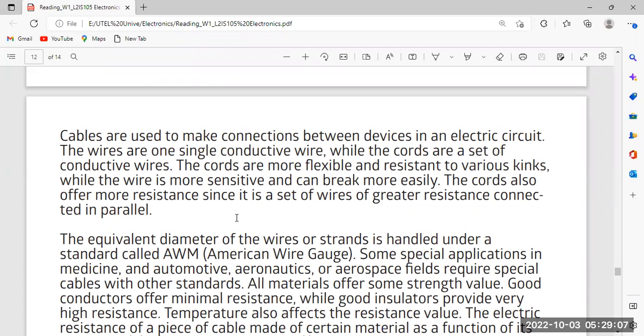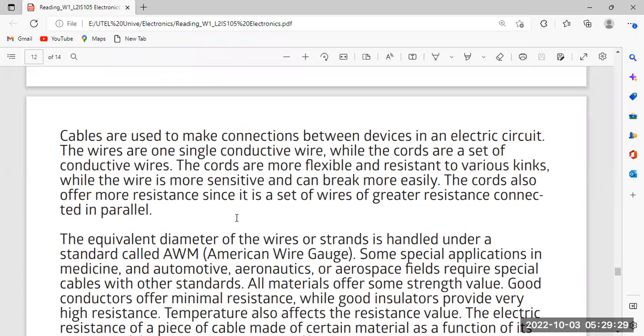So there are basically two types of cables. One is the single wire and one is the set of conductive wires. The conductive wire is actually a single connecting wire, as we have seen in the circuits above. But when we are talking about a set of wires, that is why it is given the name of cord.